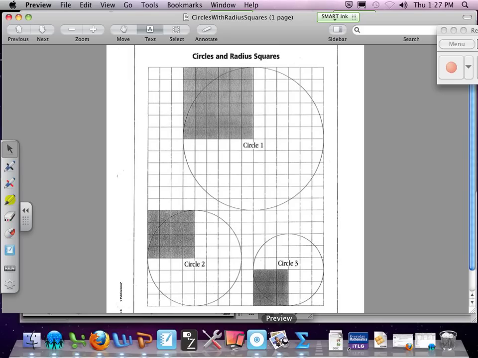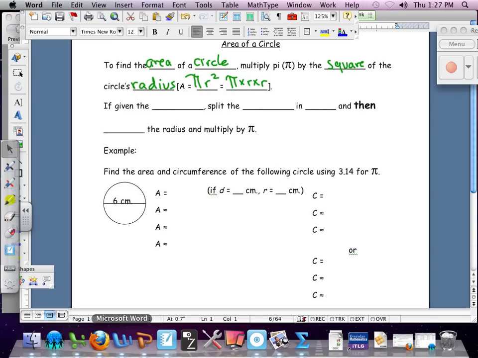The radius by itself gets you the area of this radius square. Remember? Because length times width here. And therefore you're going to need pi amount of those. So pi times this radius squared.